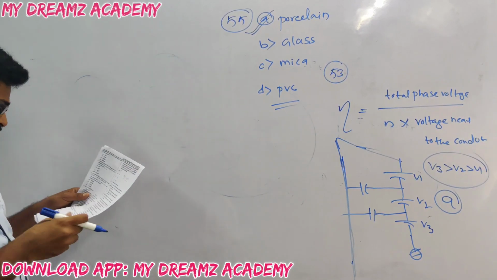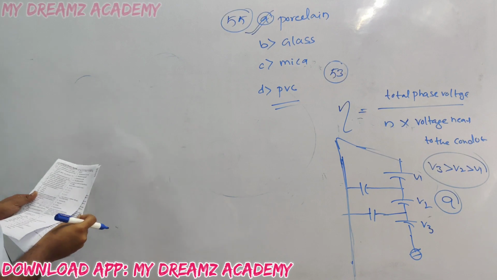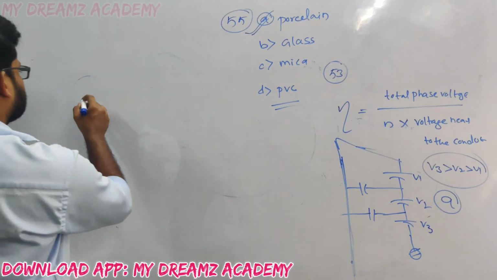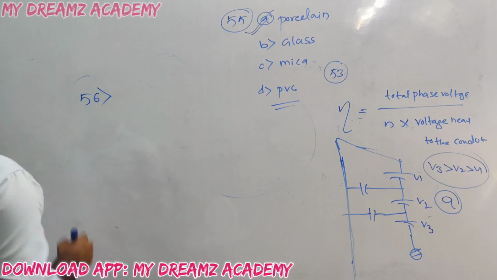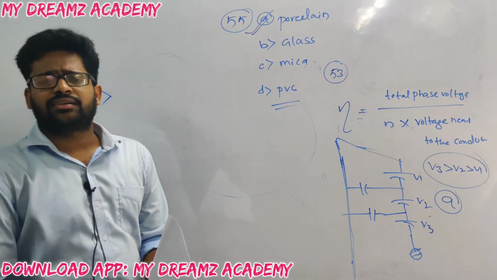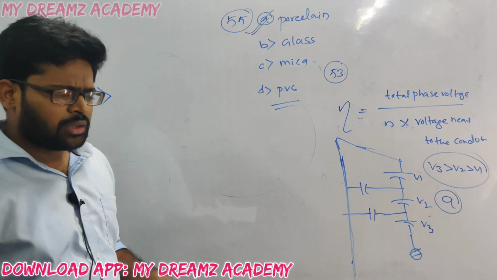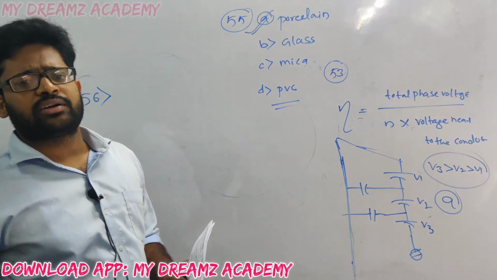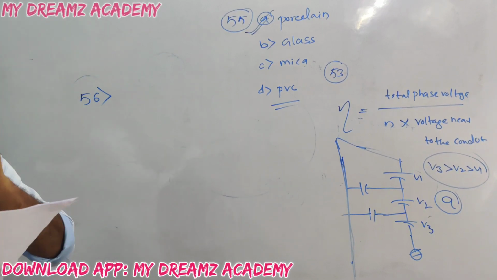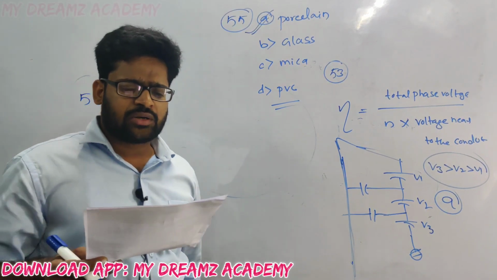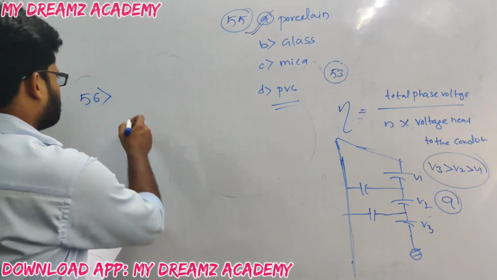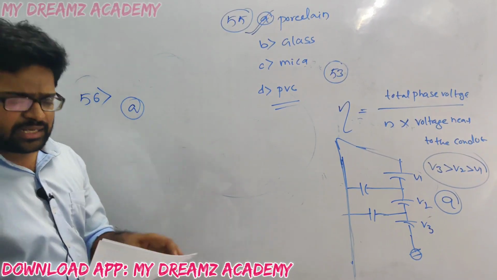Next, 56th question: HVDC transmission is mainly used for. It is mainly used to transfer a bulk amount of power over a longer distance. This is the main important function. Okay, so I'll read the options. Bulk power transmission over a long distance. Yes, this is the only correct option. Option A is correct. Even though option A is correct, I'll read the remaining options.